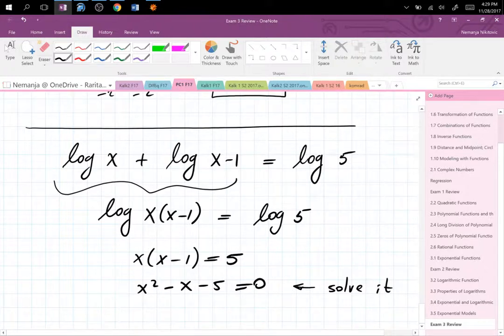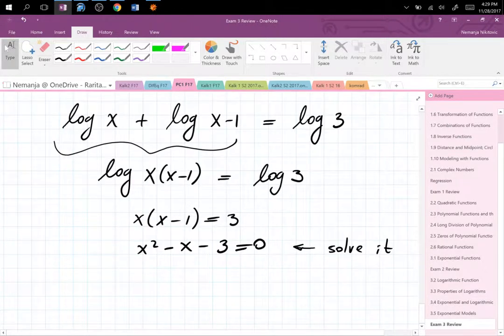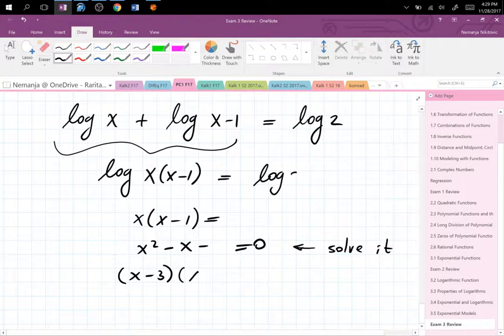Now I picked, the 5 is bad, right? 5 won't work. So how about 3? Change all these 5s into 3s so we can do it. So to factor this, you get x minus 3... Change to 2. Oh, you're writing in pen? Good. So it's x minus 2, x plus 1. And then x is 2, and x is negative 1.